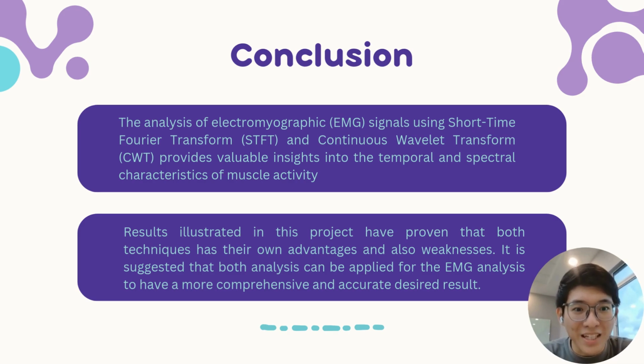In conclusion, from the study that we have presented, it showed that the analysis of electromyography EMG signals using both short-time Fourier transform (STFT) and continuous wavelet transform (CWT) provides valuable insights, especially into the temporal and spectral characteristics of muscle activity. The results illustrated in this project prove that both techniques have their own advantages and weaknesses. So it is our recommendation that both techniques be applied for EMG analysis to have more comprehensive and accurate results without any missing information.